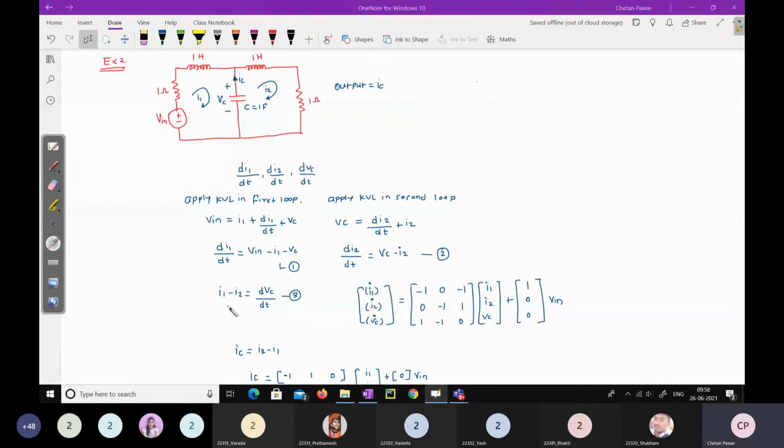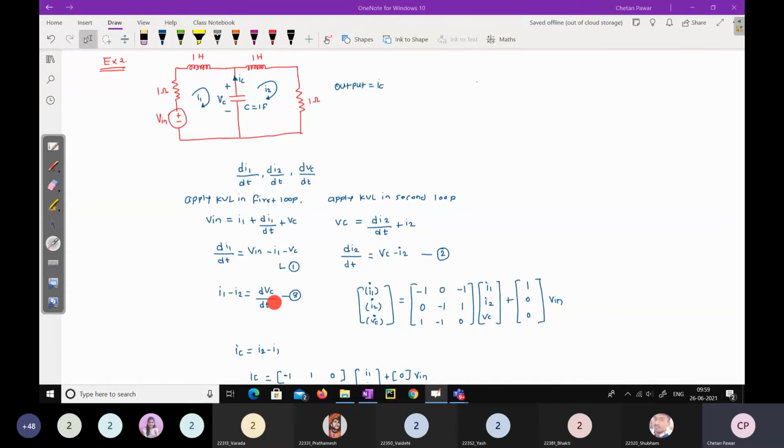Just a minute, I mistakenly told you this third equation is also an input equation. Output equation we haven't found yet. So the output is IC, not I1 or I2. This third equation is also input, so that will be I1 minus I2 is equal to dVC by dt. In terms of VC also we need to find the third variable. Three variables are there, right?